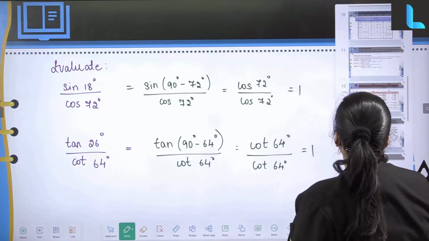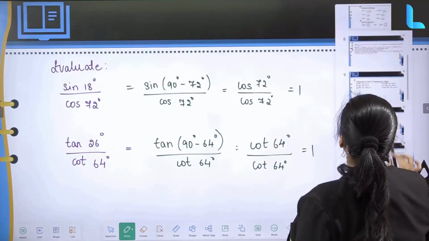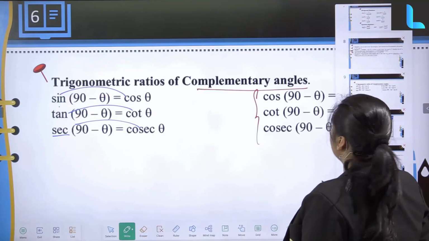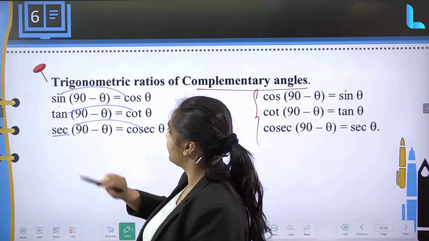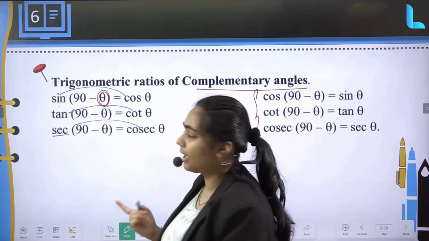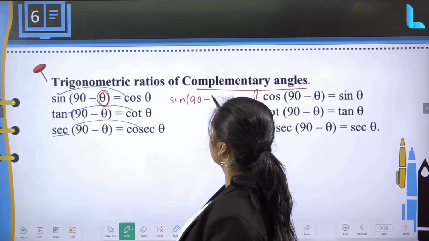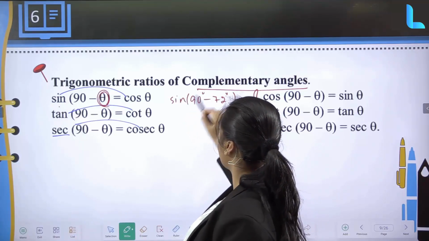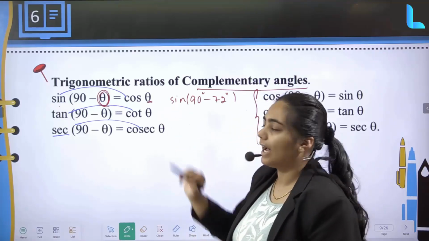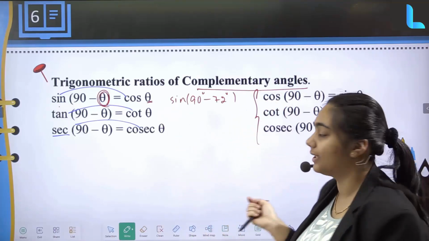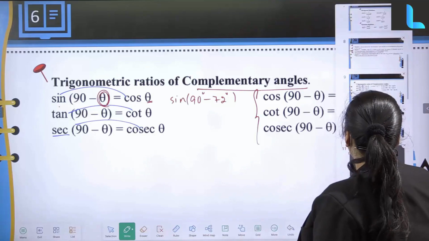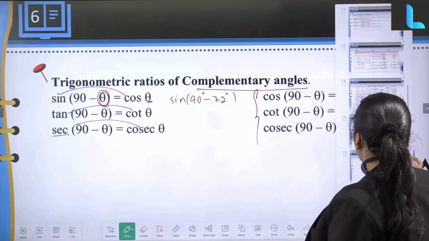Right. See, if sin of 90 degree minus 72 degree is there, the formula is going to be, let's just have a look at it once again. Sin 90 minus theta is going to be cos theta. So over there I have sin of 90 minus 72 degree. This is what I have. So it will take the place of cos 72 degree. Right. So this is what we will be using in our application.